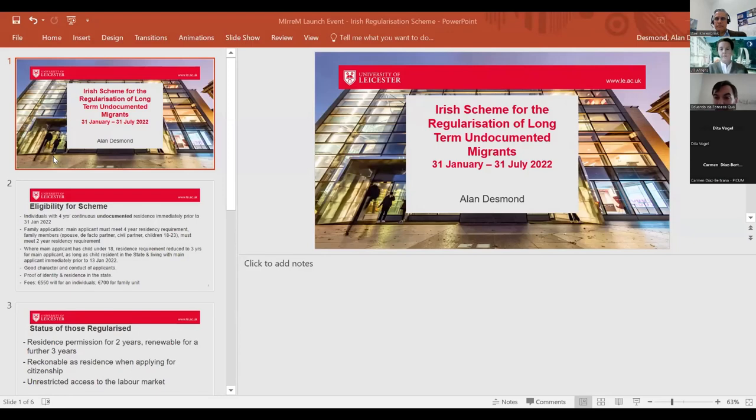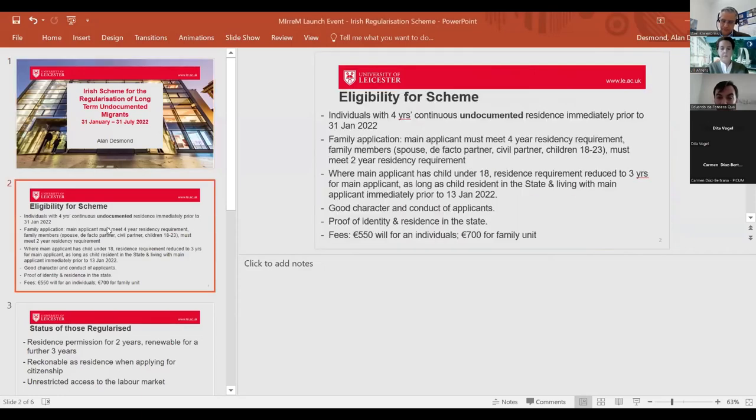So I'm going to just very briefly talk about Ireland's most recent regularization scheme, in very broad brushstrokes, set out the criteria, the outcome, and then look at what was good and maybe not so good about the scheme. The scheme was open for 6 months and closed at the end of July this year. In terms of the eligibility criteria, the main one was 4 years continuous undocumented residence. This reduced to 3 years where an applicant had a child under the age of 18, and where family applications were made, the 4 years residence requirement applied for the main applicant, but for other family members, who were broadly construed, they only had to have been irregularly present for 2 years.